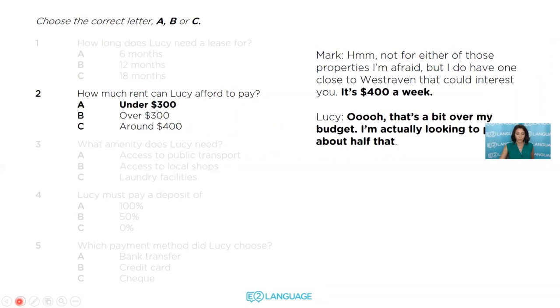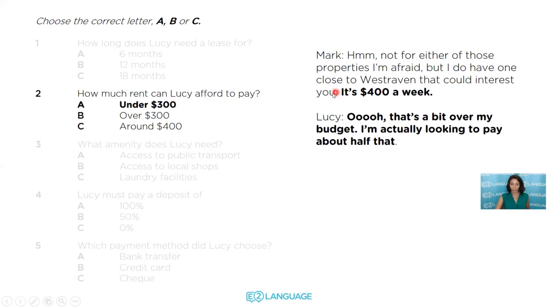Number 2, Lucy can afford to pay under 300. Okay, the agent told her that the rent is 400 a week. She said, that's a bit over my budget. I'm actually looking to pay about half of that. So half of 400 is under 300. So there's our answer.